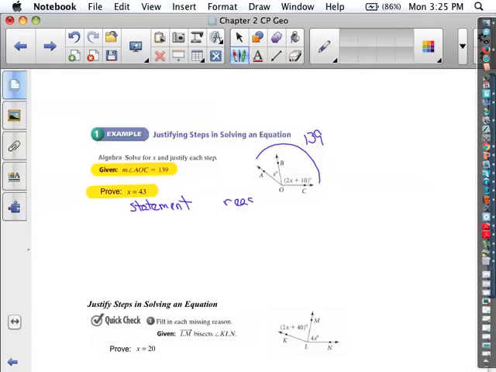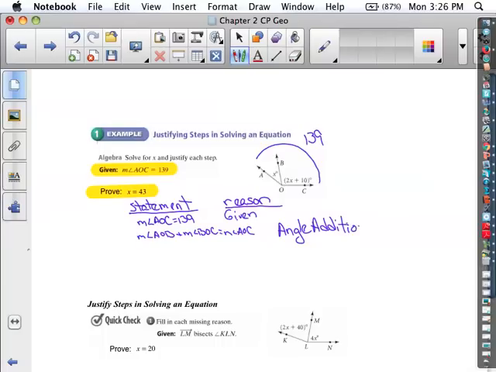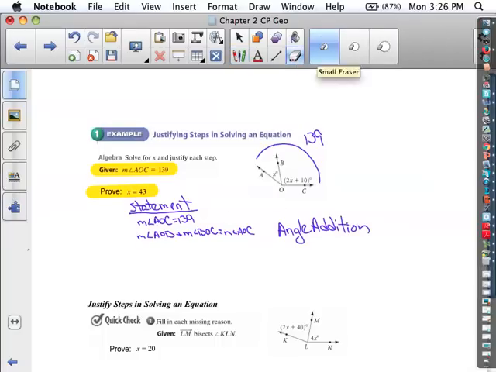Statement and reason. If you notice today when we did the proofs, we always started with what we were given. So we have the measure of angle AOC equals 139, and that is given. Okay? So we know that that is true. If we look at the picture we're given, we actually know that the measure of angle AOB plus the measure of angle BOC equals the measure of angle AOC. And that is angle addition. If you remember correctly, that is angle addition. I'm going to try to make this look a little neater. Move our reasons over.